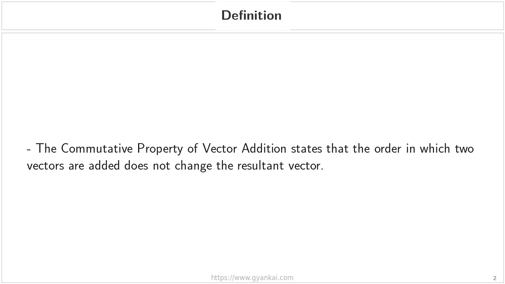Definition. Now that we've introduced the idea that vectors behave similarly to the simple numbers we use every day, let's look at the formal definition. The commutative property of vector addition essentially tells us that the order in which you add two vectors does not change the final resultant vector. In other words, it doesn't matter which vector you start with, the end result is exactly the same.